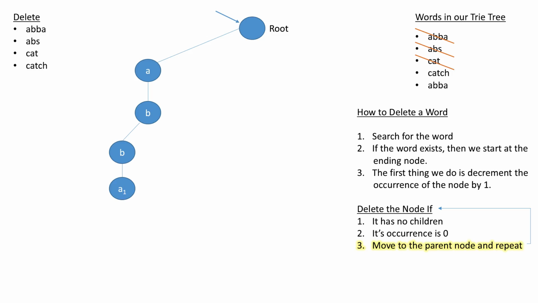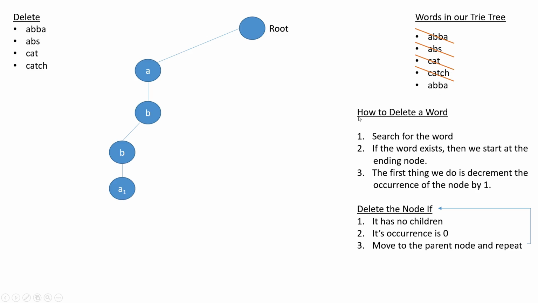But if you notice, the parent node now is the root, and you never delete the root. You leave the root where it is, unless you're removing the entire trie, which we're not doing. So once we reach the root, that is where we stop. We never remove the root. The root is our stopping point. So since we've reached the root, we're done. We can scratch catch off the list.